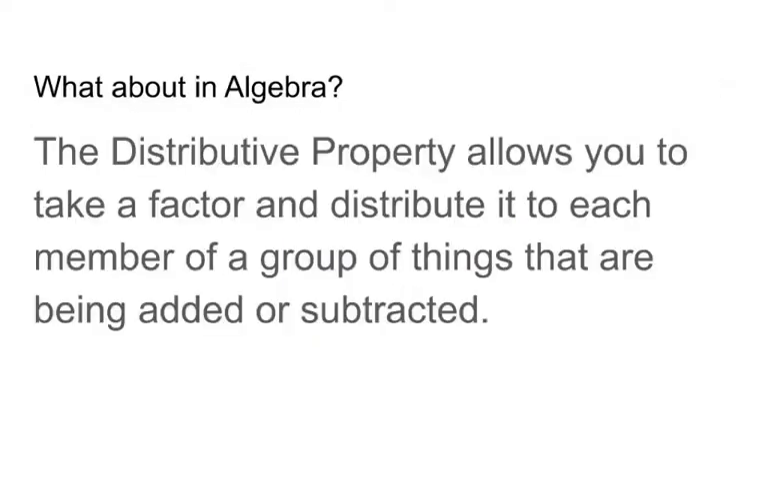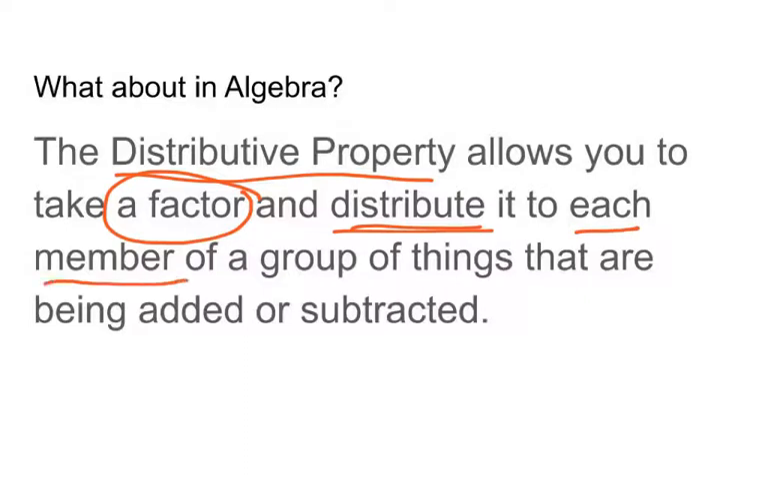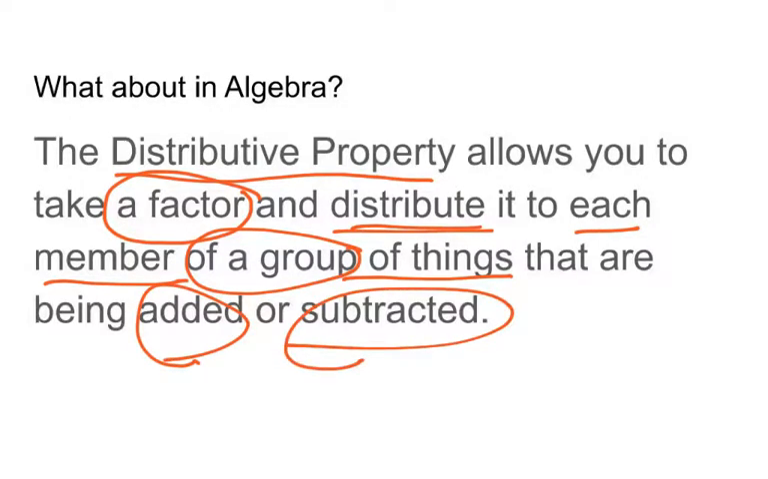So in math, what does it mean? What about algebra? The distributive property allows you to take a factor that has to do with multiplication and distribute it to each member of a group, and that group is usually in parentheses, a group of things that are being either added or subtracted. So we're going to use multiplication to distribute the factor to each member of a group.